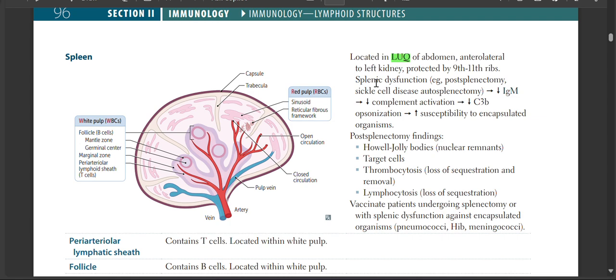Now, which bacteria do you think will be more likely to cause infection in patients who have asplenia? The sickle cell patients? Oh no, which bacteria? So the mnemonic here is SHiN. The S is for Streptococcus pneumoniae, H is Haemophilus, and N is Neisseria meningitidis. Yes. So those.